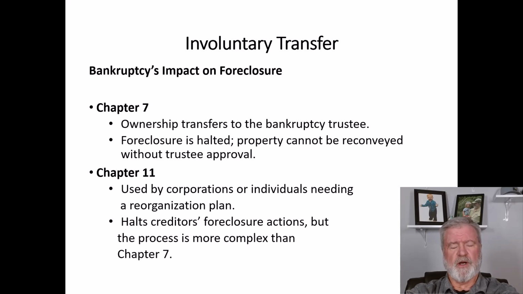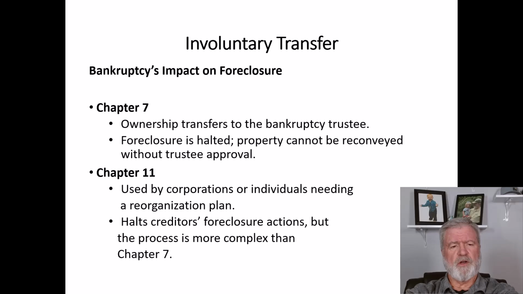If they filed for Chapter 7 bankruptcy, then the ownership of the property will transfer to a bankruptcy trustee. Okay, that halts the foreclosure. The bank can't touch the property because the owner does not technically own the property anymore. It's been transferred over to a trustee, and it says property cannot be reconveyed without the trustee's approval. So in essence, they'll file for Chapter 7 bankruptcy to halt the foreclosure of the property.